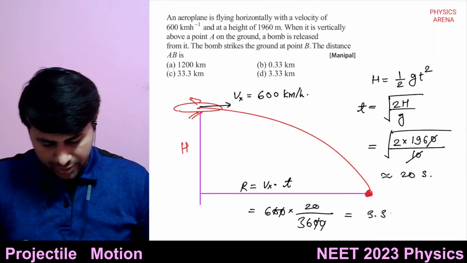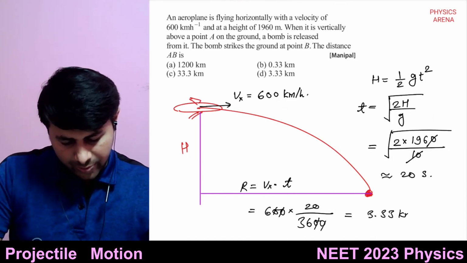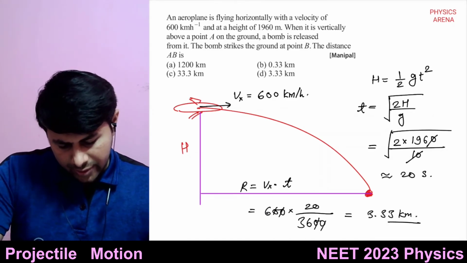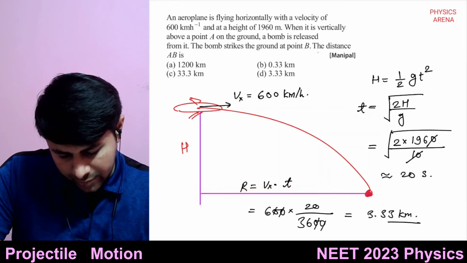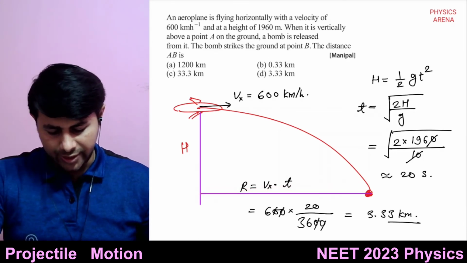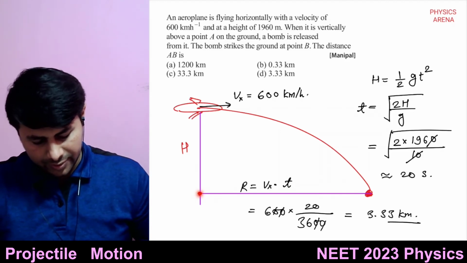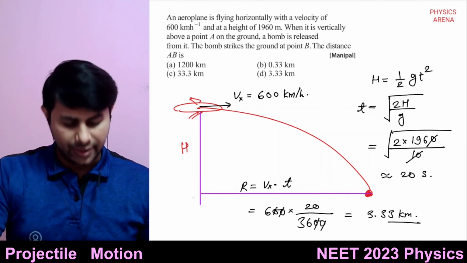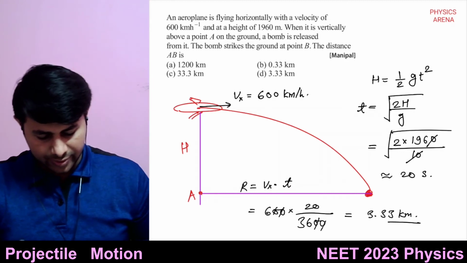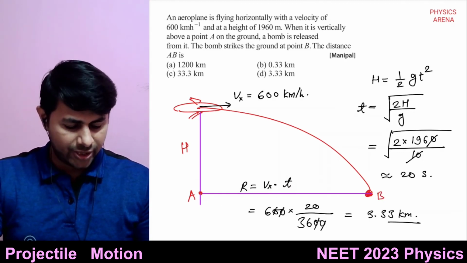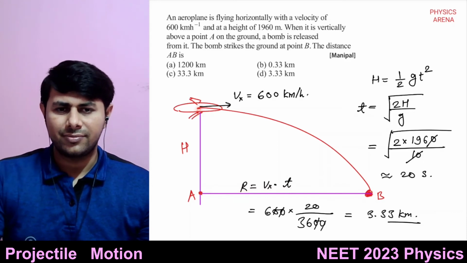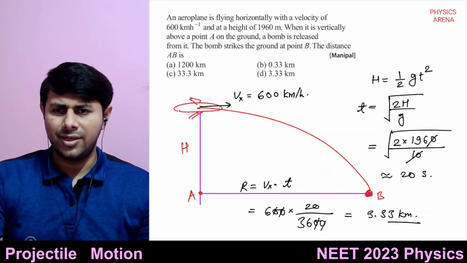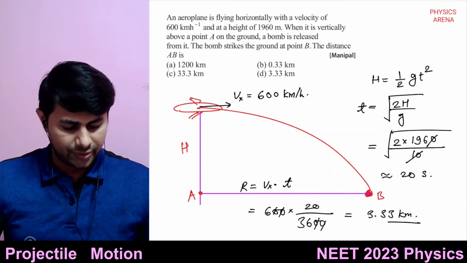Okay, so this horizontal range is 3.33 kilometers. So the bomb strikes the ground at point B. The distance, okay, this is above the point A. So this is your point A, right? So this is point B. Okay, so this is the answer, 3.33. I thought this point is A. Is this clear? Yes, sir. Okay, good.